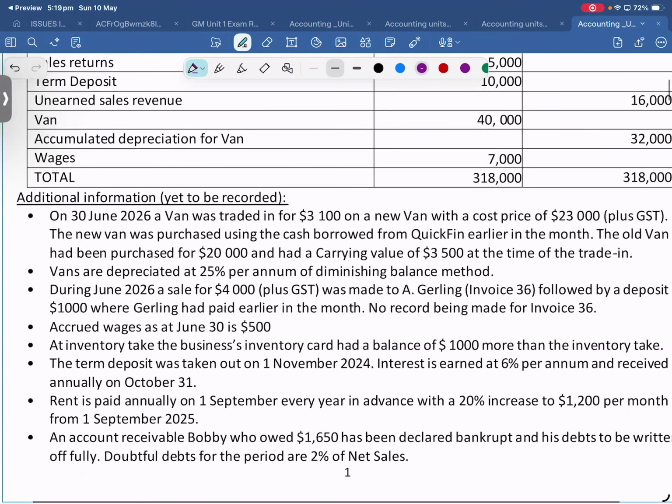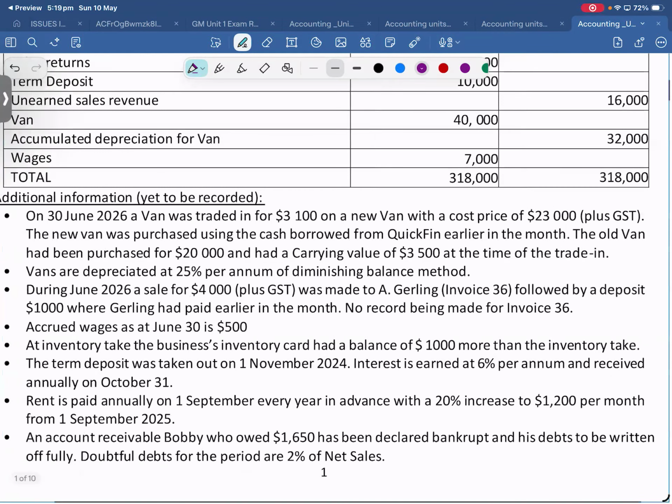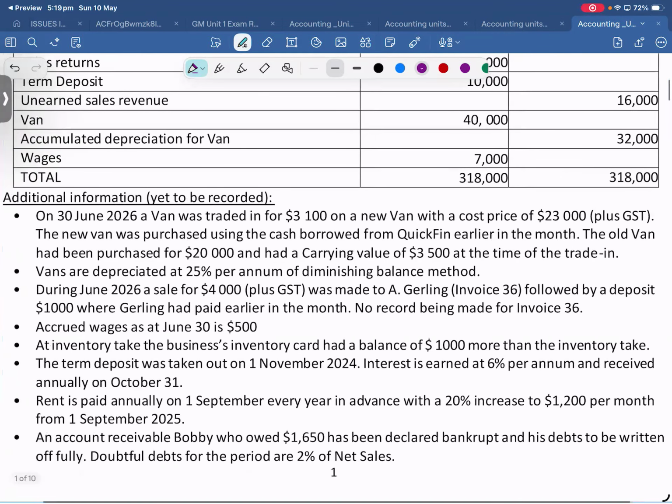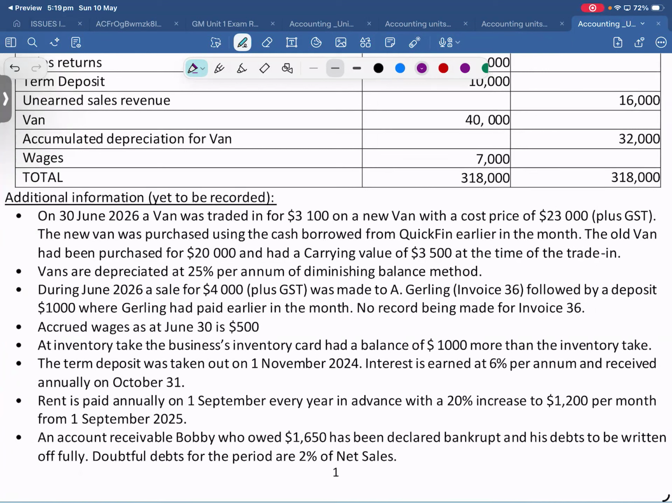30th June. A van was traded in for 3,100 on a new van with the cost price 23,000 plus GST. The new van was purchased using cash borrowed. The old van had been purchased for 20,000 and had a carrying value of 3,500 by the time it was trading. So now tell me the double entries.